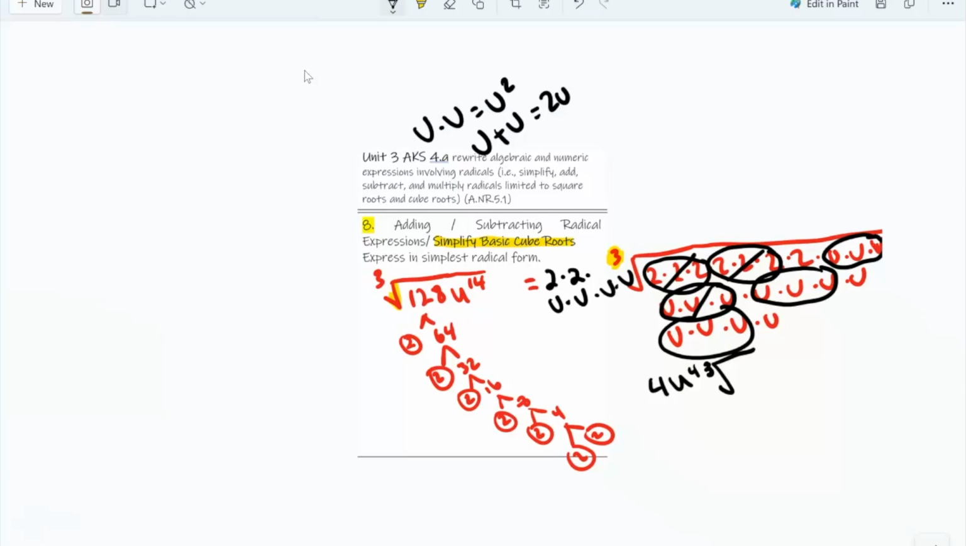Then how many U's do I have left? Or how many numbers? I have a 2 right here. And then I have, so this one's done. And then I have 1, 2 U's. And how do I write U times U again? U squared. All right, so that is now my new simplified version.